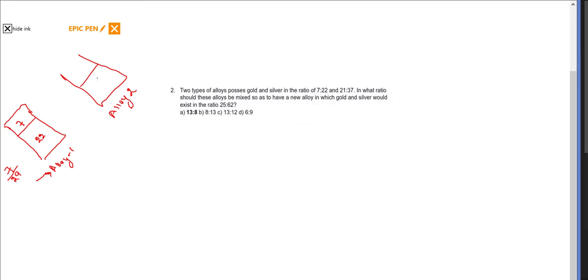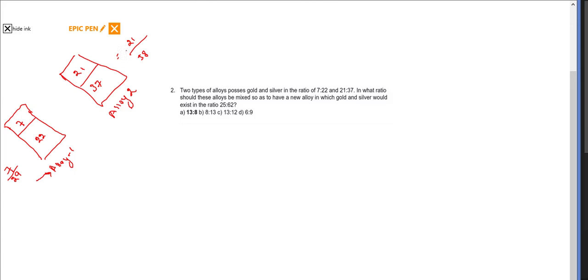And in alloy 2, what do we have here? We have 37 parts of silver and 21 parts of gold. So what are the total number of parts? It is 37 plus 21, which is 58. Of these 58 parts, we have 21 parts of gold.